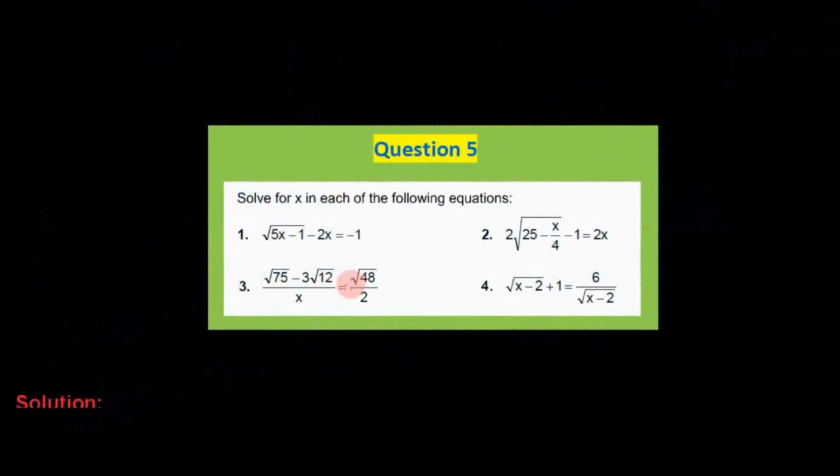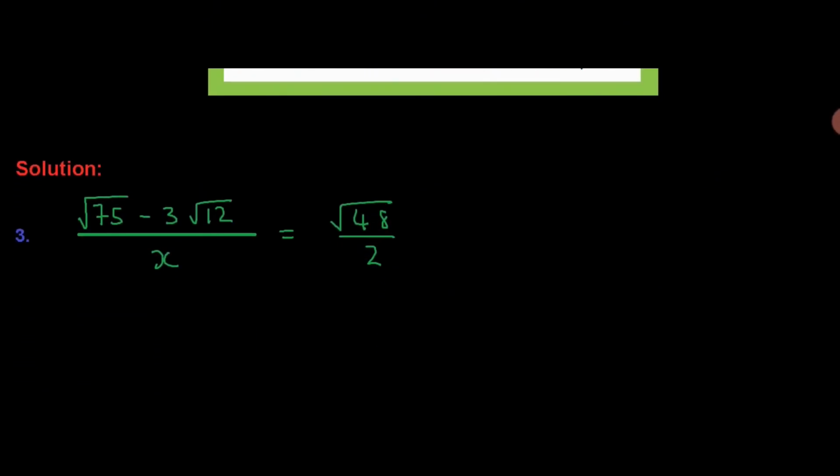Let's look at number 3. So we have the square root of 75 minus 3 times the square root of 12, all over x. And this equals the square root of 48 divided by 2. Now, we're going to start by first simplifying the numerator on the left-hand side.